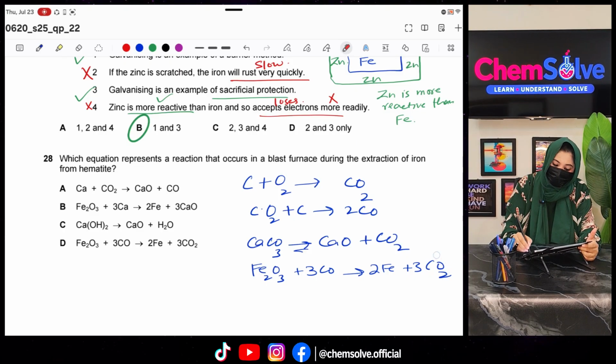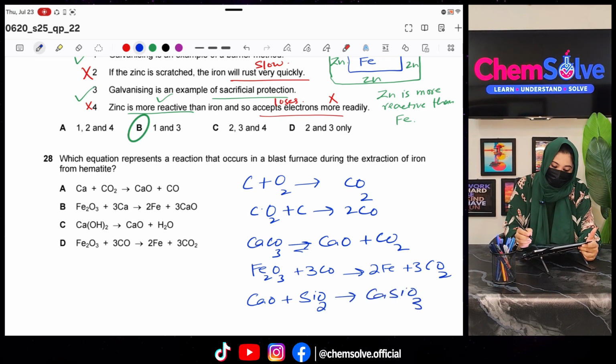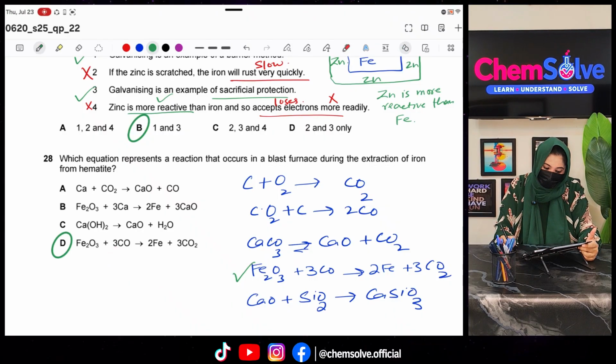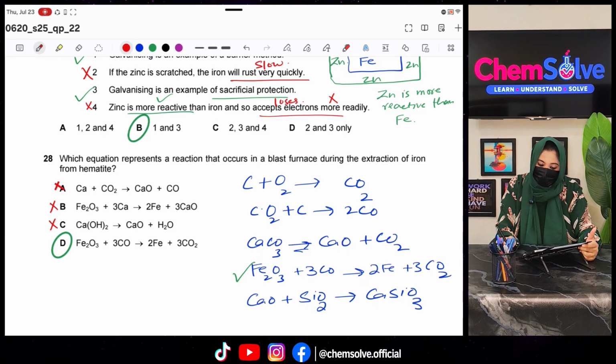It again reacts in this equation, and lastly this reaction occurs and slag is formed. So from our options, this is present here. So that's how D is the correct option. None of the other chemical equations belong to the extraction of iron in the blast furnace.